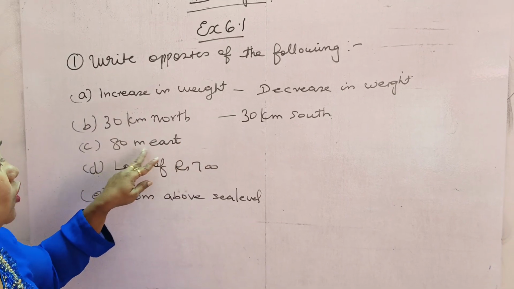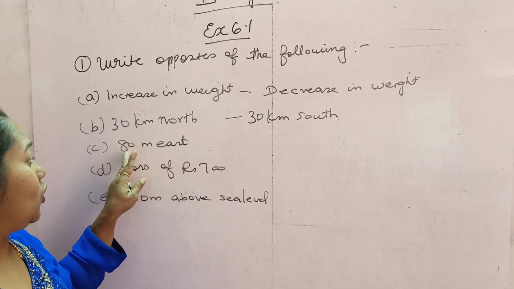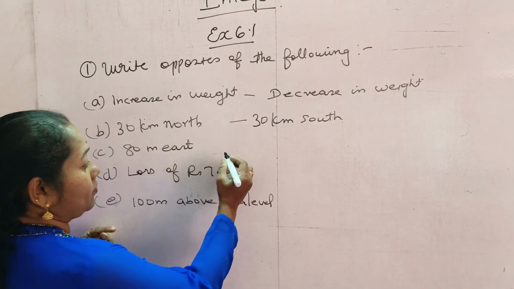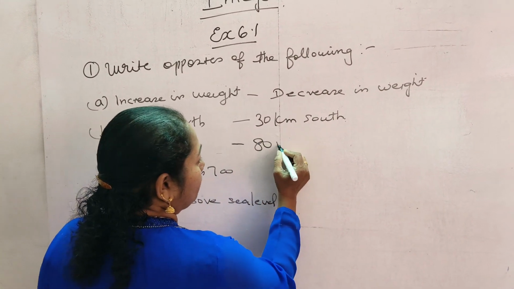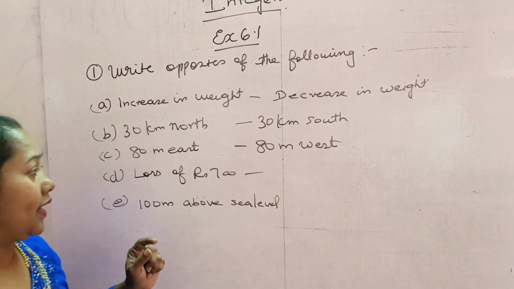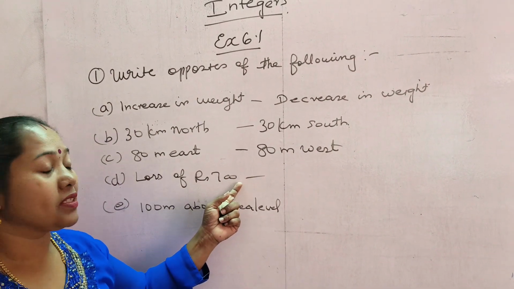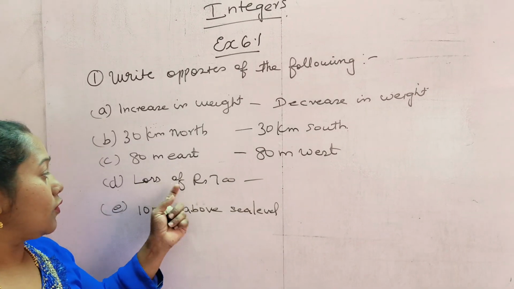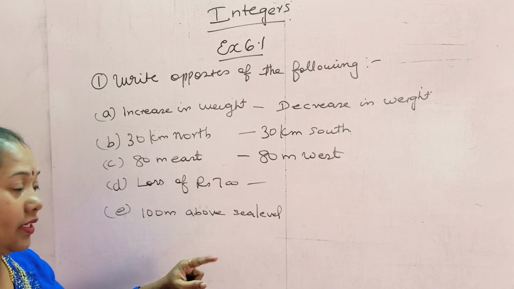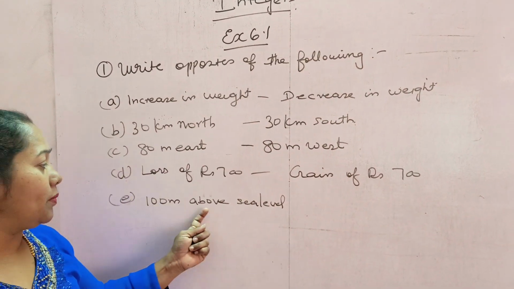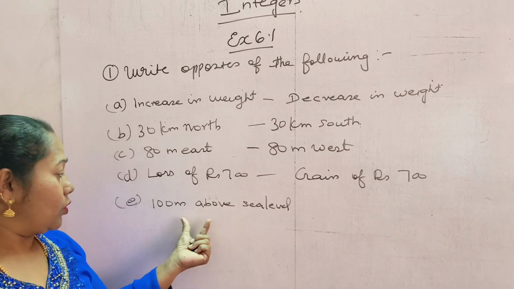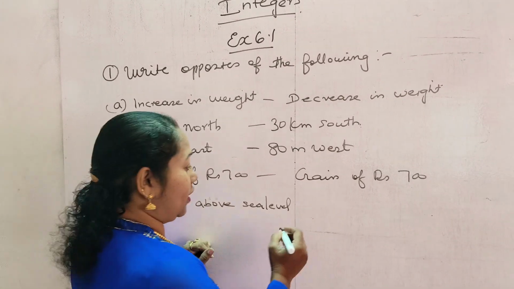Now opposite of 80 meter east. 80 meter east means opposite is 80 meter west. Now, next question is loss of rupees 700. Loss of rupees 700 means gain or profit of rupees 700. And next question is 100 meter above sea level. What is the opposite of above? That is below. So, 100 meter below sea level.